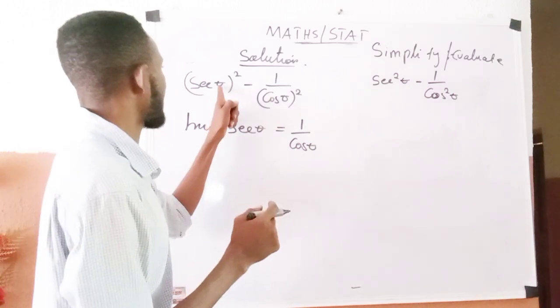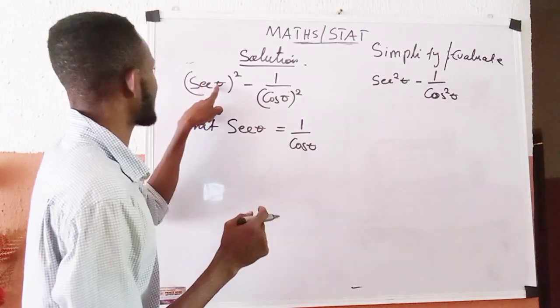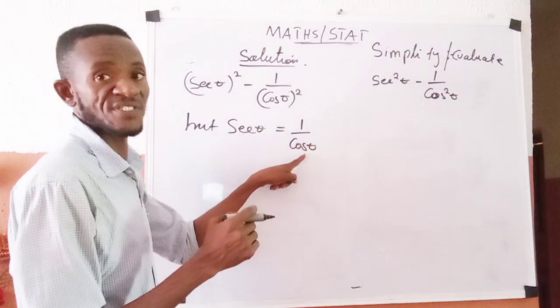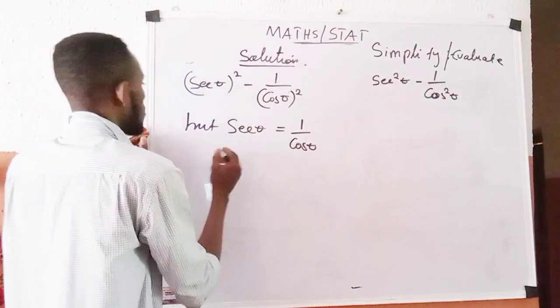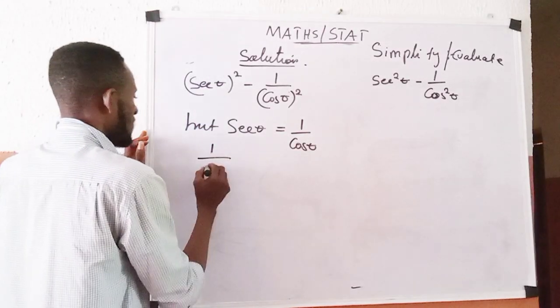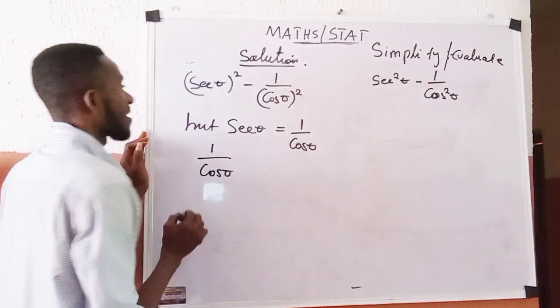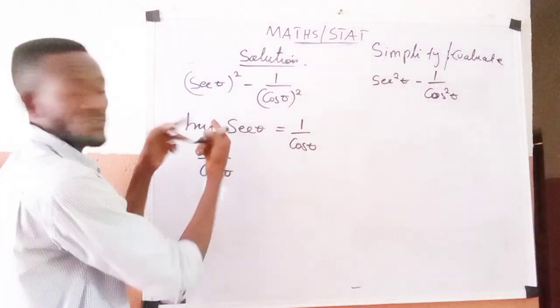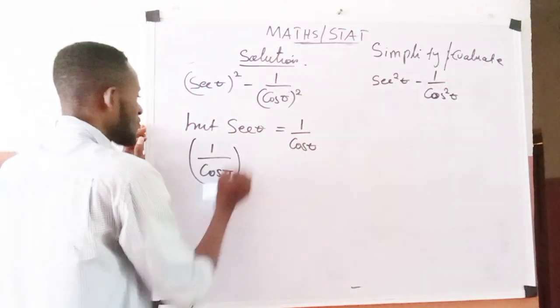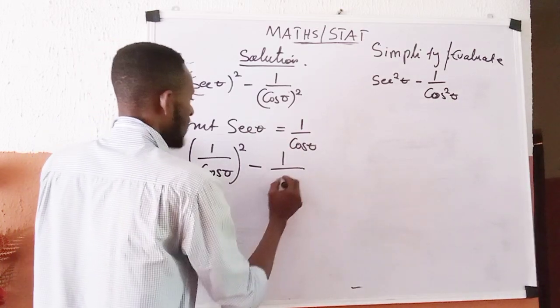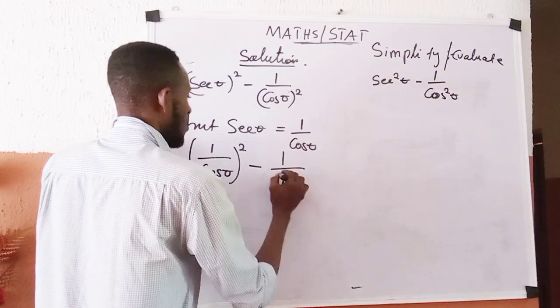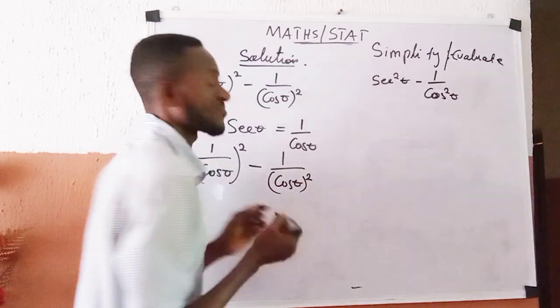So I will now come back here and replace, instead of writing sec theta, I will write 1 over cos theta there. And then what I have there, 1 over cos theta, becomes what? 1 all over cos theta. Remember, it is raised to power 2, so I have open and close raised to power 2. Here is my minus 1 all over cos theta all raised to power 2.